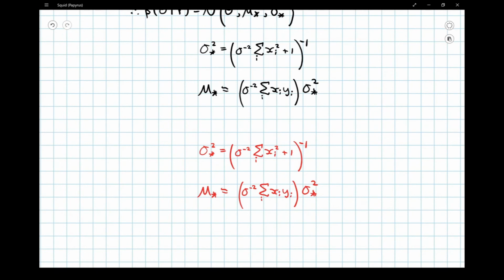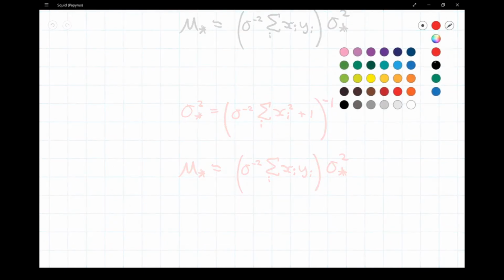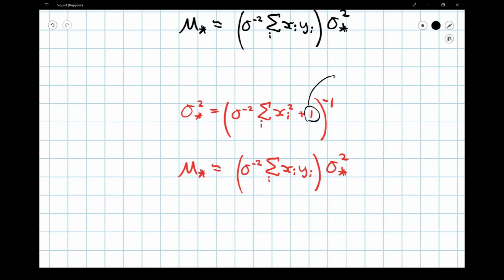So the first thing to ask ourselves is, what happens if we have no data at all? Just as a reminder, this term has come from the prior. So this is our prior variance, equal to 1. If we have no data at all, we can think of all our x's and y's going to 0. If our x's go to 0, this stuff disappears, so the posterior variance is equal to 1, which is the same as the prior variance. So with no data, the posterior variance is the same as the prior.